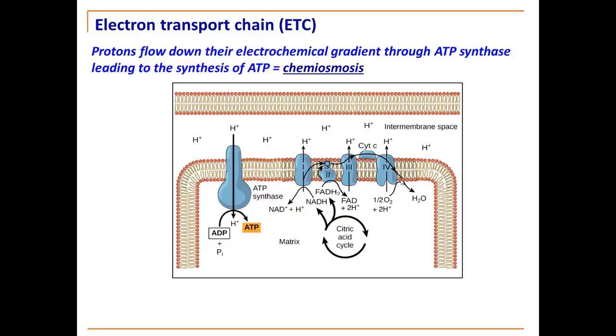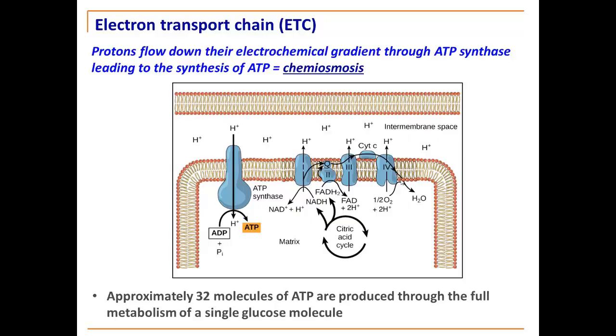Okay, so hopefully you've done that. And at the end of the day, what happens? Through the whole metabolism of a single glucose molecule, we produce about 32 molecules of ATP. Most of them are coming through the electron transport chain, which is this whole process, but some of them are coming through glycolysis, for example. And we're getting a couple of GTPs, which is the equivalent to ATP, through the citric acid cycle. But most of them are coming through the electron transport chain.